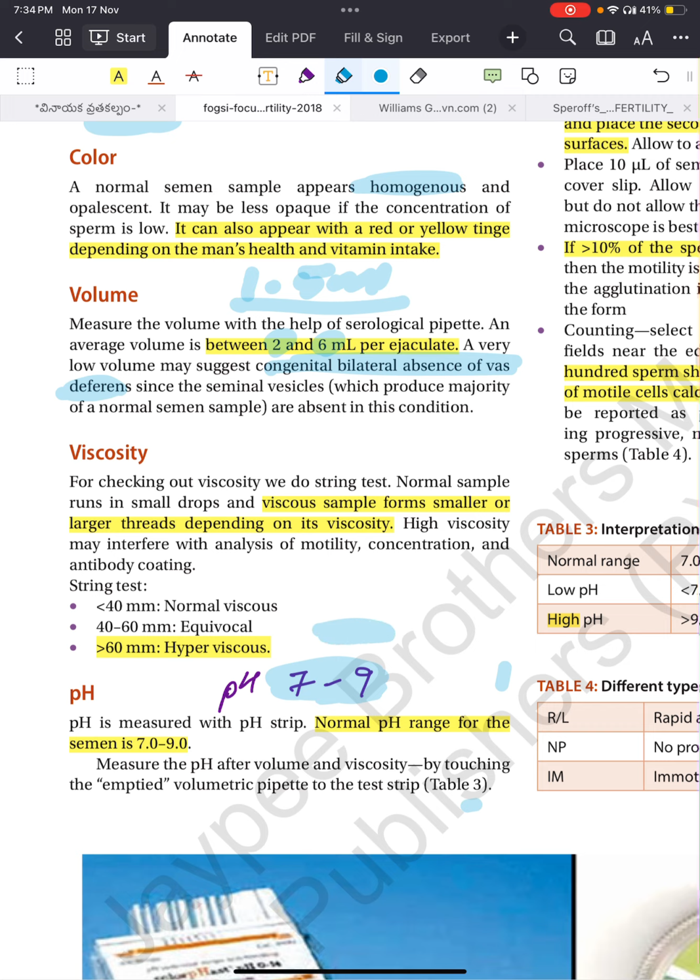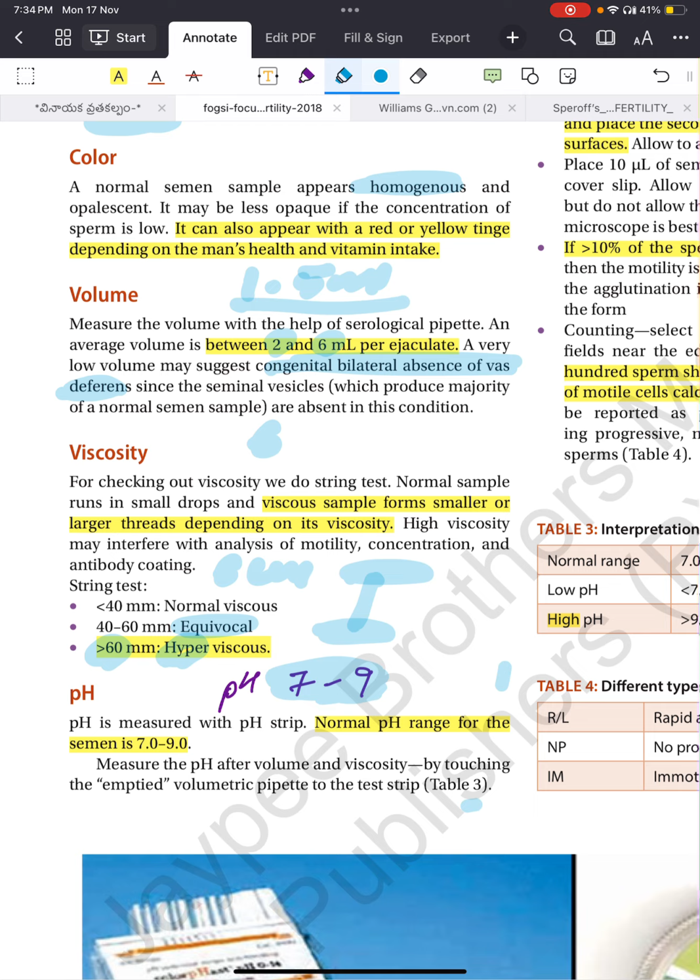We catch the semen between 2 fingers and stretch it. I think not only with 2 fingers, we can also do it with slides. If there is string formation less than 40 mm, that is normal viscosity. 40 to 60 mm is equivocal, and if it is more than 6 centimeter, that is hyperviscosity. So viscosity is point 6.